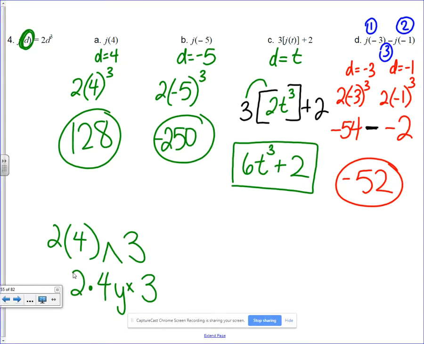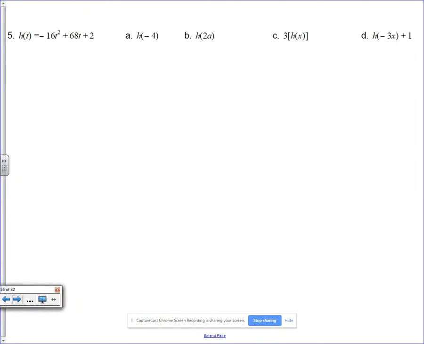All right, I have one more line left, don't I? Okay, here we go. First up, it says h of negative 4. So what do I know about that negative 4? The t is negative 4. Does everybody see how there's t's in this problem now? Okay, so if I'm going to plug it in, what will that look like?